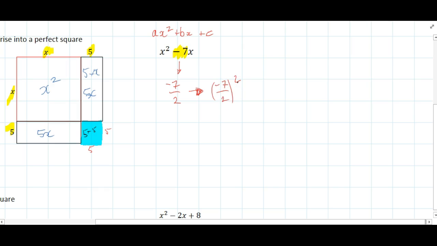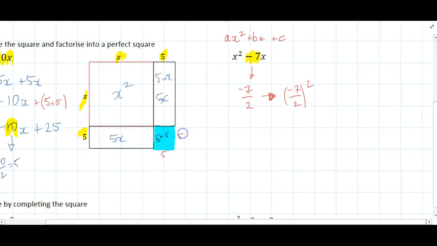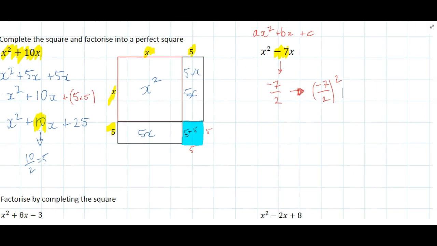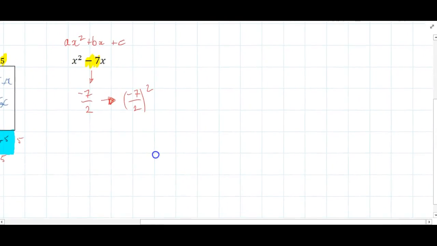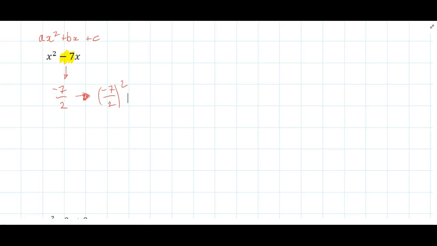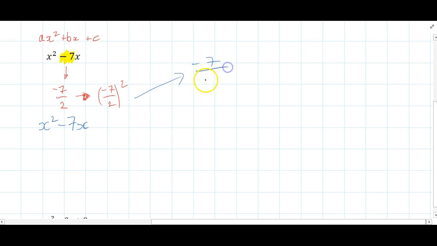So we square it, which is what we did over here. We had 10x, and we split it up into 2, so we divided it by 2, and then we squared the answer. 5 times 5 is 25. It does get a bit tricky when we've got fractions. So we're going to say x squared minus 7x, and to complete that little square at the end, we have to square this. Let's have a look: -7 over 2, all squared.